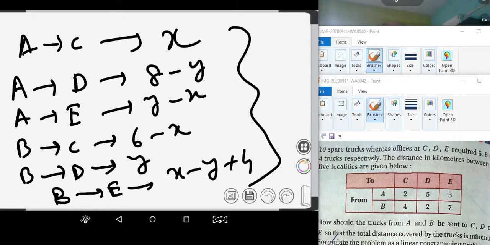So let's find out the distances. Let me write somewhere: A to C is X, A to D is 8 minus Y, A to E is Y minus X, B to C is 6 minus X, B to D is Y, and B to E is X minus Y plus 4. So let's calculate the distance.